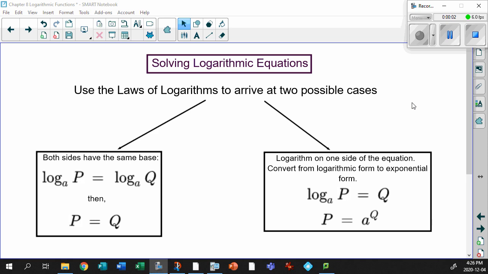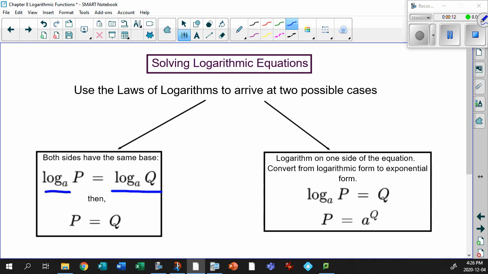Solving logarithmic equations, based on all the stuff that you've known so far, has two possible scenarios. Scenario one, make them both logs with the same base, because then you can cancel out the logs just like we do exponents, and you find out that p equals q.